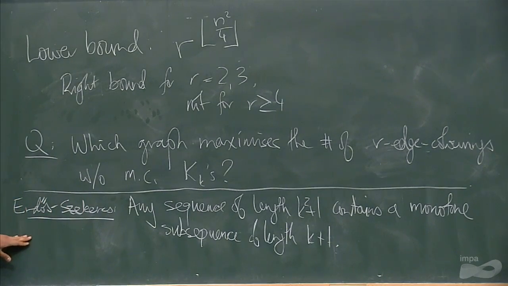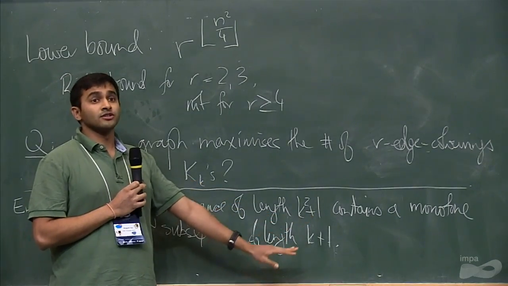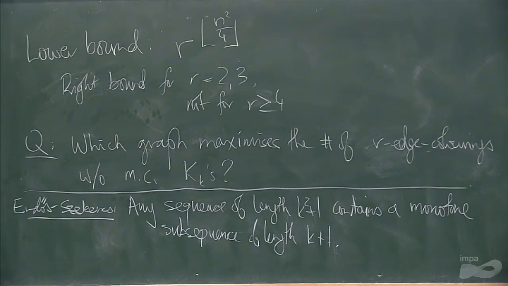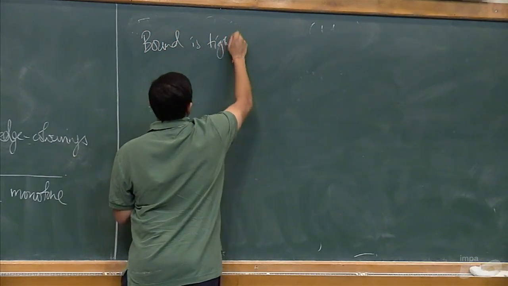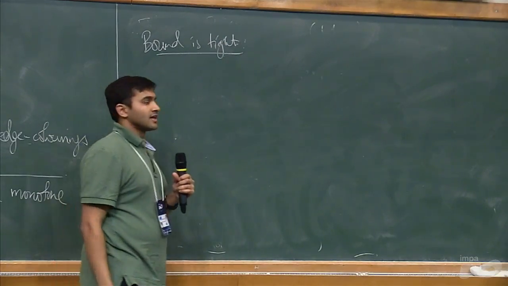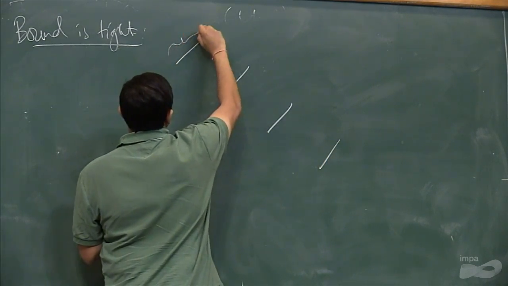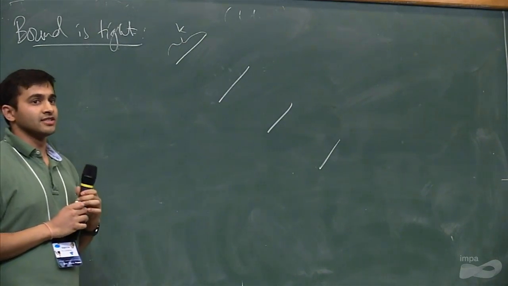Okay, and this bound is tight, so you can construct what I'll call Erdős sequences of length k squared, which do not contain any monotone sequence of length k plus 1. So what do they look like? You take, for example, k increasing sequences of length k, and you arrange them in a decreasing fashion.